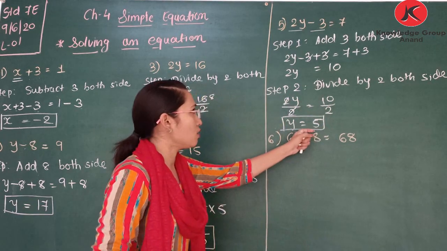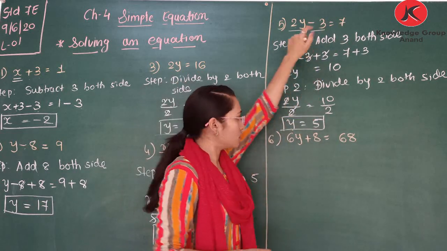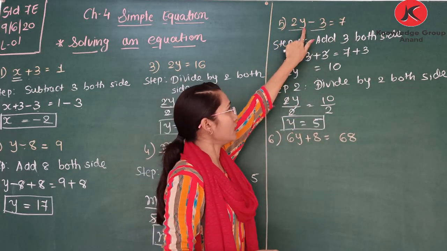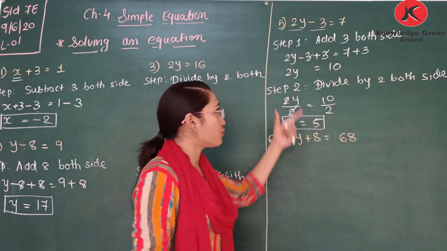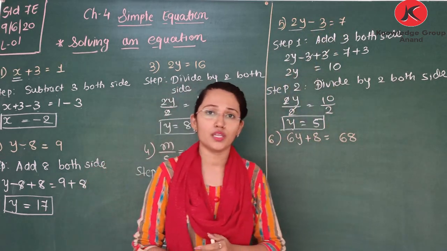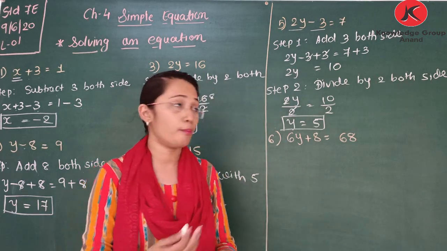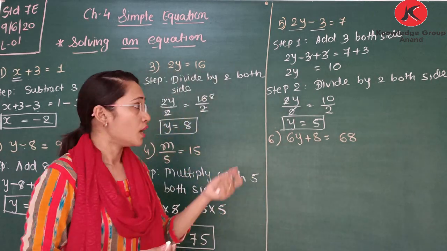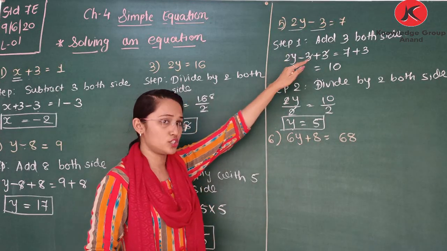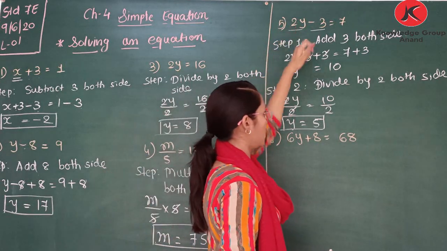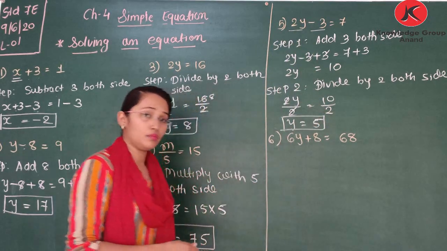If you write the value of y in the equation, you will get 7. Put 5 here, then 2 fives are 10. 10 minus 3 is 7. Means your answer is correct. Clear? If there are more operations in the equation, then you need to apply the inverse function step by step. Clear? So here first subtraction becomes addition and multiplication becomes division.